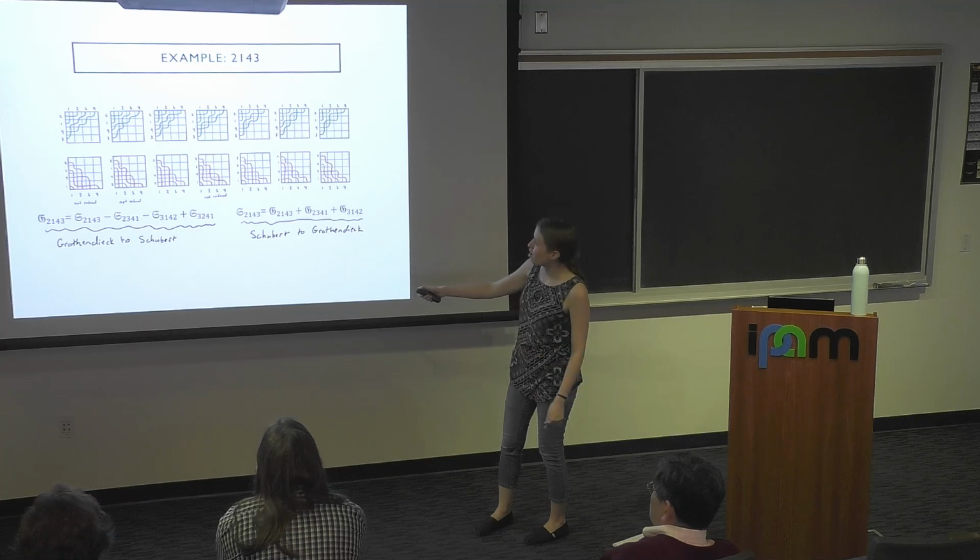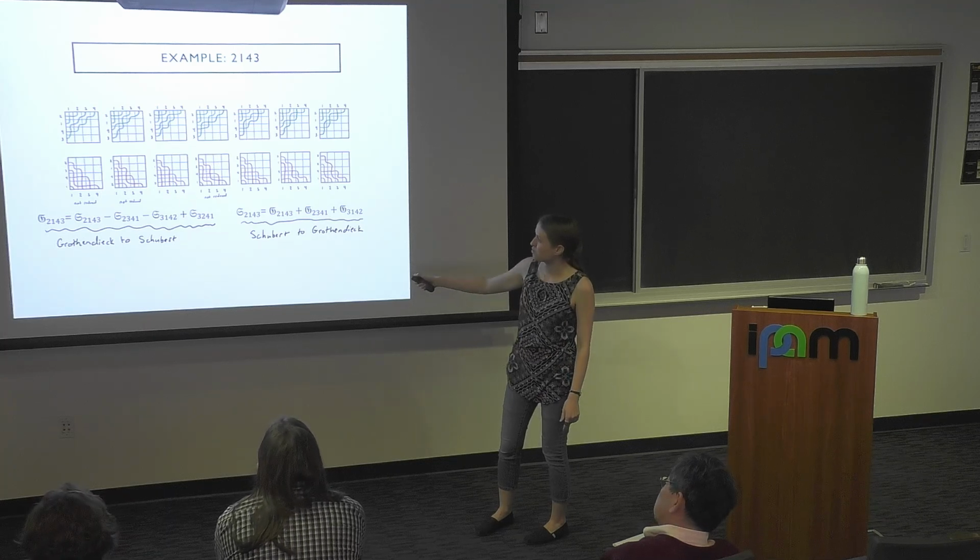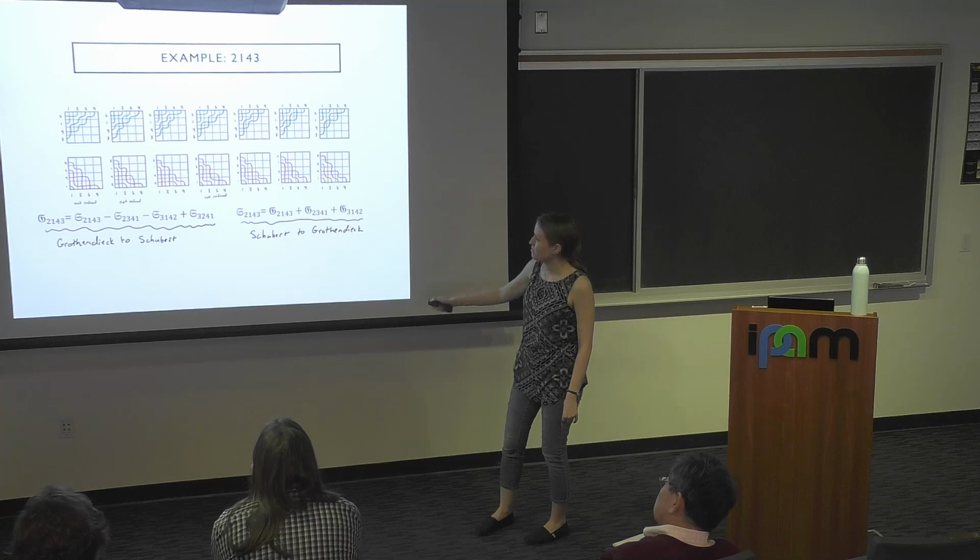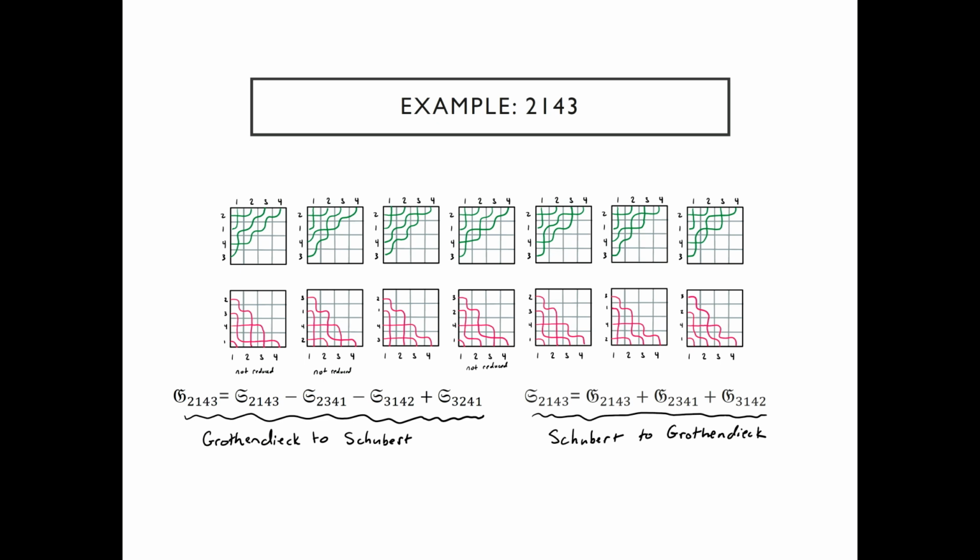But here I've listed all of the pipe dreams for 2143, all 7 of them. And I've listed all of the co-objects. These first 3 are the reduced bumpless pipe dreams for 2143. So here we take these reduced ones, we sum over these 3 things, and we get this expansion. Or we can look at the ones with co-pipe dreams that are reduced, and we sum over those to get Grothendieck to Schubert.